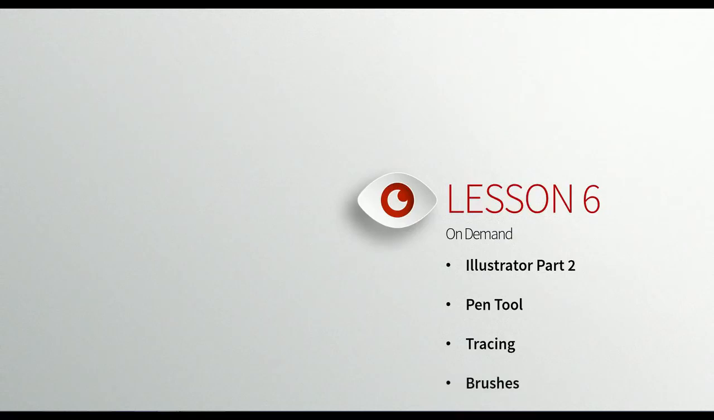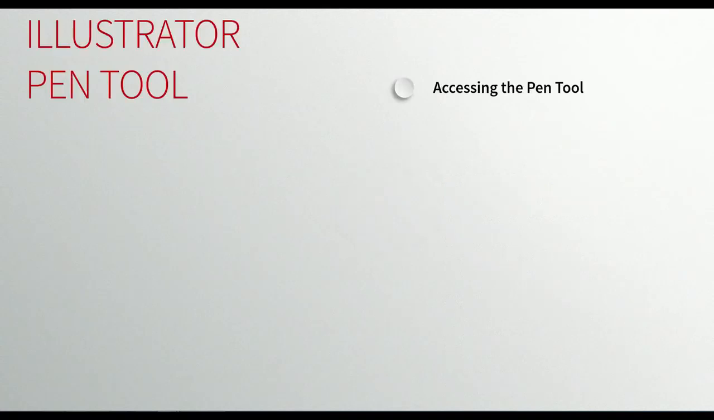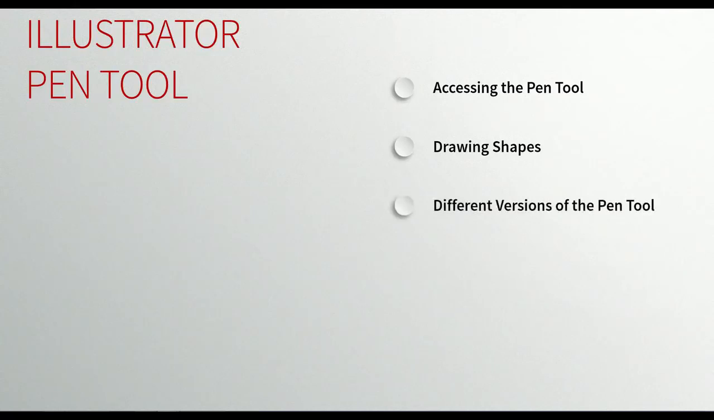And then finally we're going to look at some brushes, both Illustrator's brushes, and then we're going to create our own brushes, which are very handy in creating your own custom based artwork. So the pen tool: we're going to look at accessing the pen tool, drawing some basic shapes and learn how to add and subtract anchor points for different versions of the pen tool. Once we've mastered that, we're going to go on to drawing some curves and then tracing out some basic shapes. Okay, so I'm going to go ahead now and open up Illustrator and we'll get cracking with the pen tool.